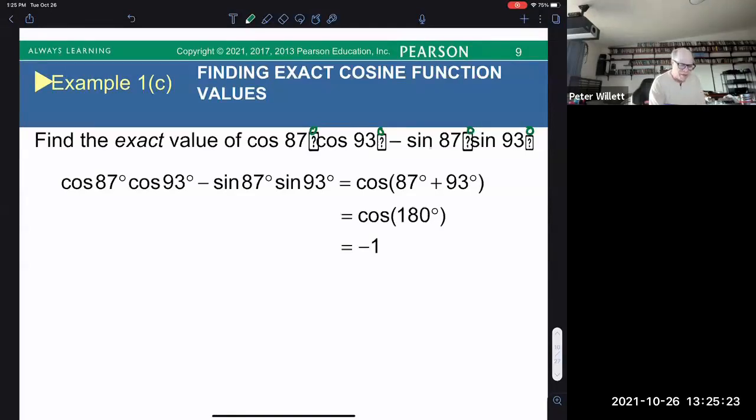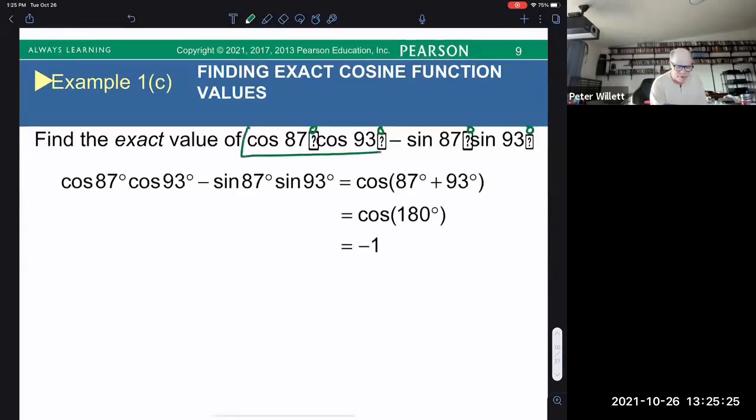So they're saying find the exact value of, and then they have this big expression where it just so happens that the expression is of the format cosine A cosine B minus sine A sine B.